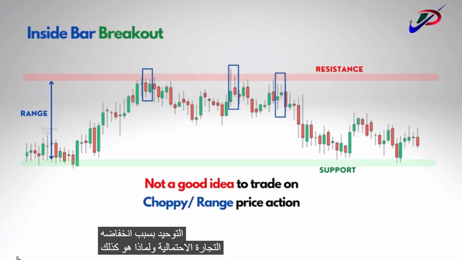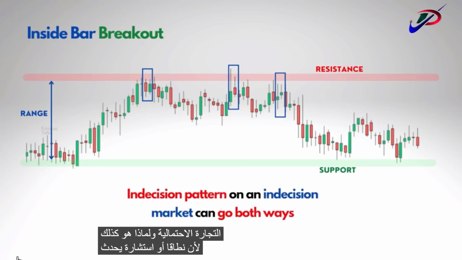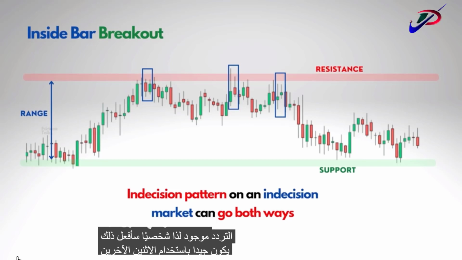And why is it so? Because a range or a consolidation happens when the market is taking a breather or when the bulls or bears are in some form of indecision. So it does not make any sense to use an indecision candlestick to take a trade on a market where indecision exists. So personally, I would be well off using the other two strategies than the breakout.